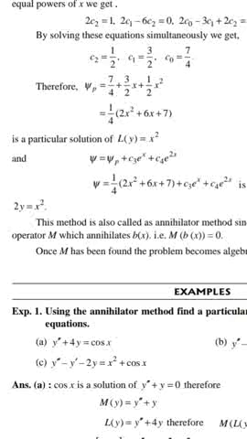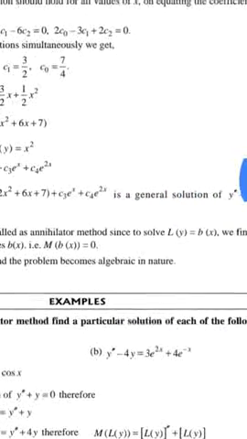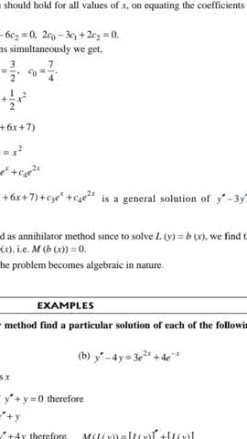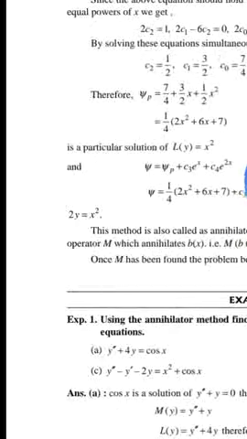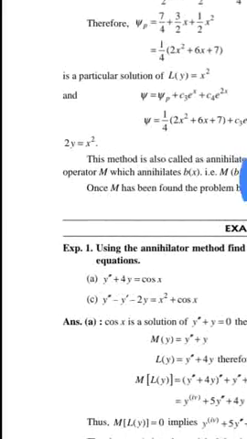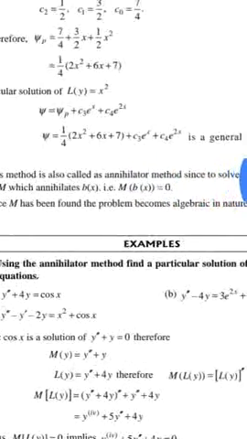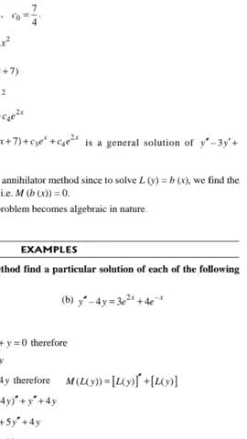Thus, this method is also called the annihilator method. Since to solve L of y is equal to b of x, we find the operator M which annihilates b of x, M of b of x is equal to 0. Once M has been found, the problem becomes algebraic in nature.